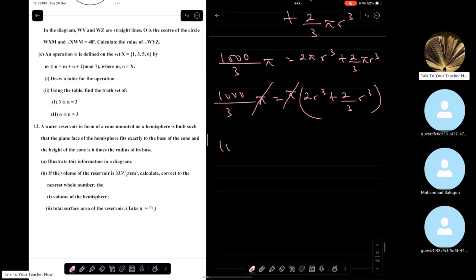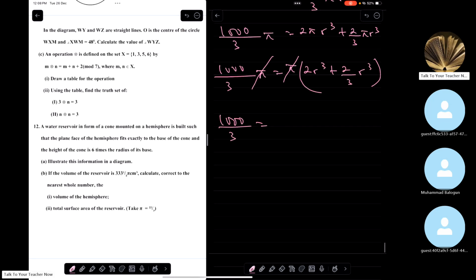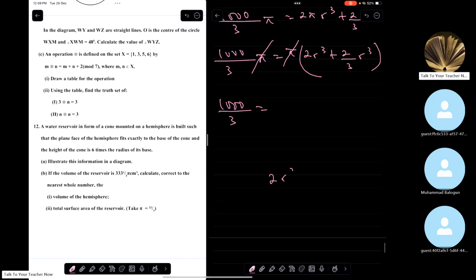So that means, who can help us? 1,000 over 3 equals what, Ajara? Somebody, Mohammed, do this for us. 2r cubed plus 2 over 3r cubed. Tell us what it is. Everybody do it. When Mohammed gives his answer, if it's wrong, you tell me yours. Everybody do that and tell me.